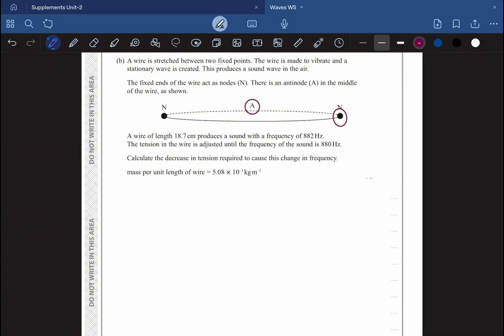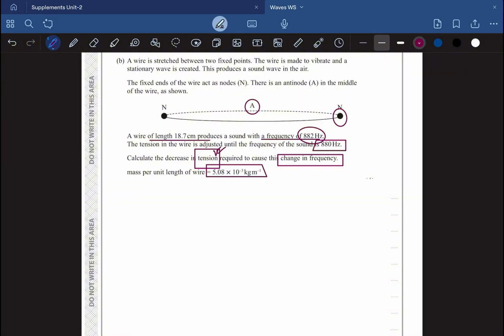A wire of length 18.7 produces sound wave with a frequency. So they have given us the frequency as well as the length of the wire. The tension in the wire is adjusted and the frequency of sound is 880 hertz. So they have given us two frequency values. Calculate the decrease in tension required to cause this change in frequency. So basically, the decrease in tension that is important to cause a change in this frequency. Mass per unit length is given.